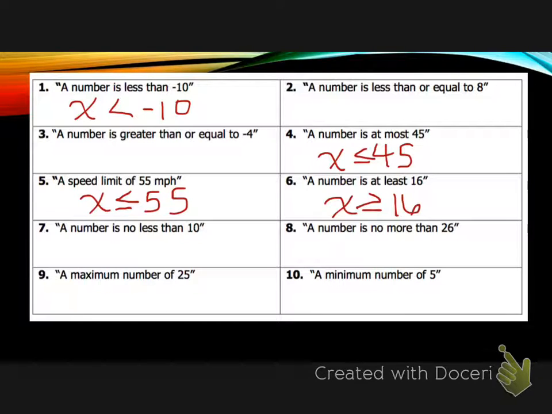Let's see. You also got words like a maximum number of 55. So a maximum number, that means it's got to be less than or equal to that 25. Or a minimum number means it's got to be greater than or equal to that 5.